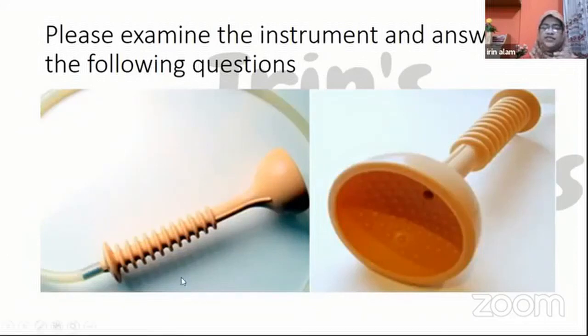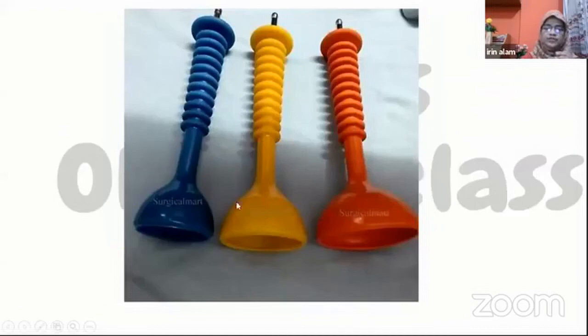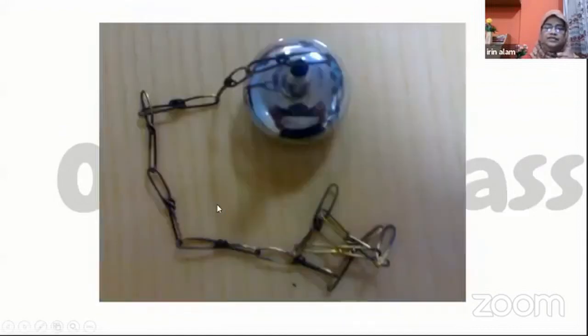What is this? This is the vacuum cup. There are different types of cup. This is a silicone cup, and this is a metallic cup. The indications of vacuum are like those of forceps, and it needs more time to deliver the fetus than forceps. We should not use vacuum in case of premature fetus.